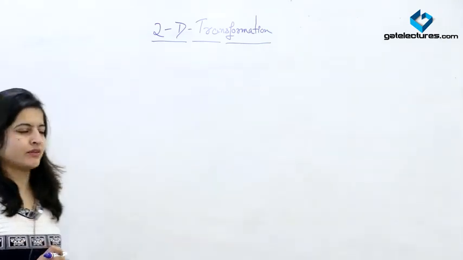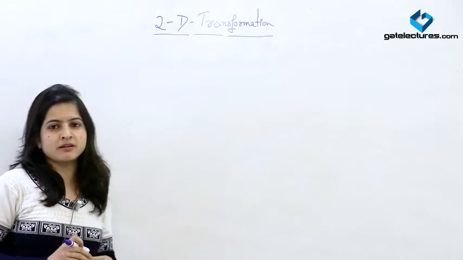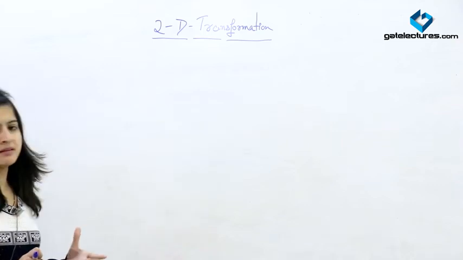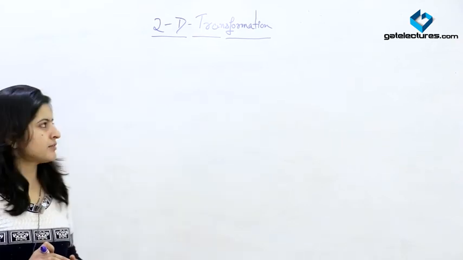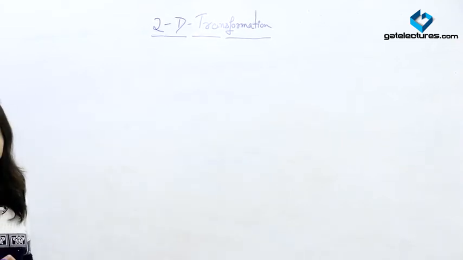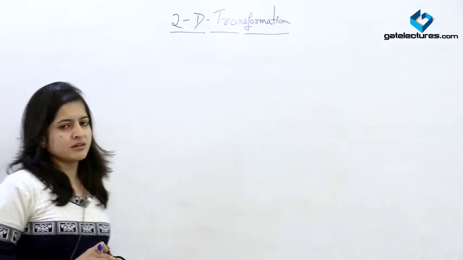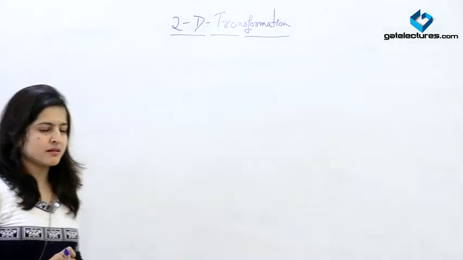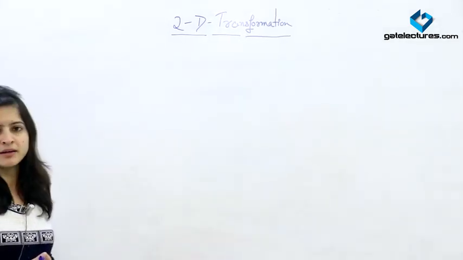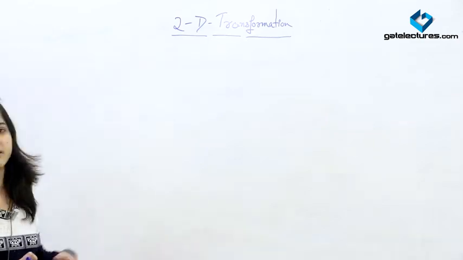Hello friends, today we are going to see a topic, 2D transformations. A transformation means to change. In computer graphics we are changing the location of an object, we can change the size of the object and can rotate it in the coordinate system. So these changes are called transformations. When we are applying these changes in a 2D plane, then it is called 2D transformations.